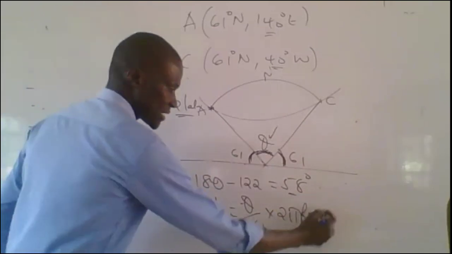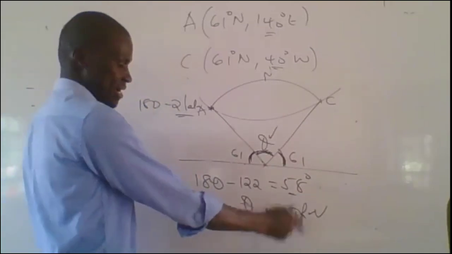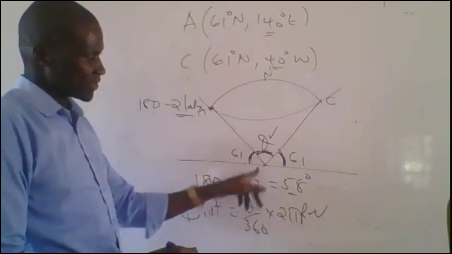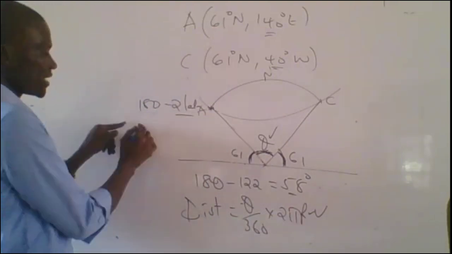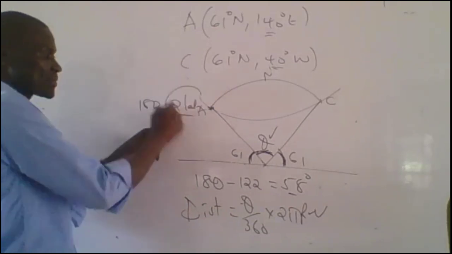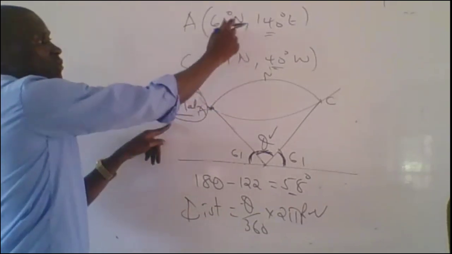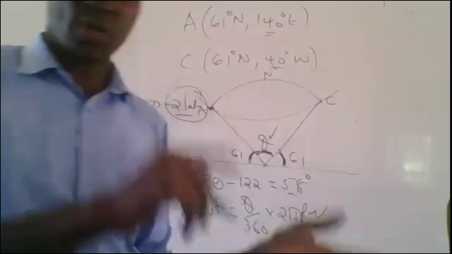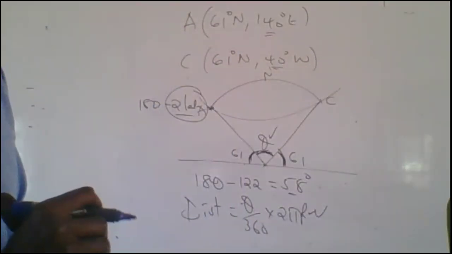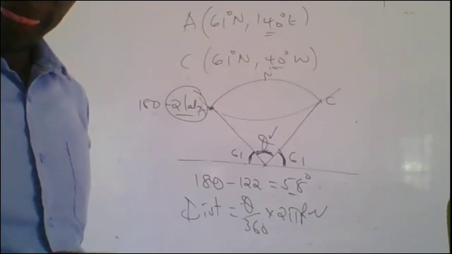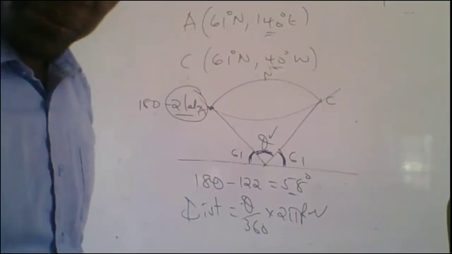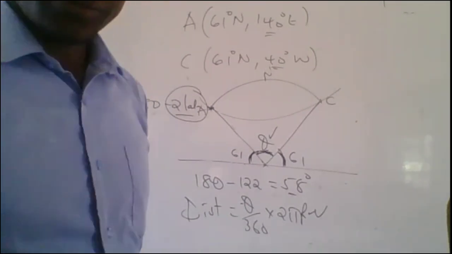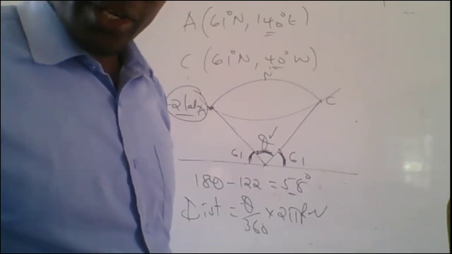Our formula remains the same, theta over 360 times 2 pi r, where our theta is simply what I've written here, 180 minus 2 times latitude. Latitude, where the 2 points are lying, is 61. 2 times 61 is 122. 180 minus 122 gives us 58. Is that fine, Shari, now? It is. Thank you.